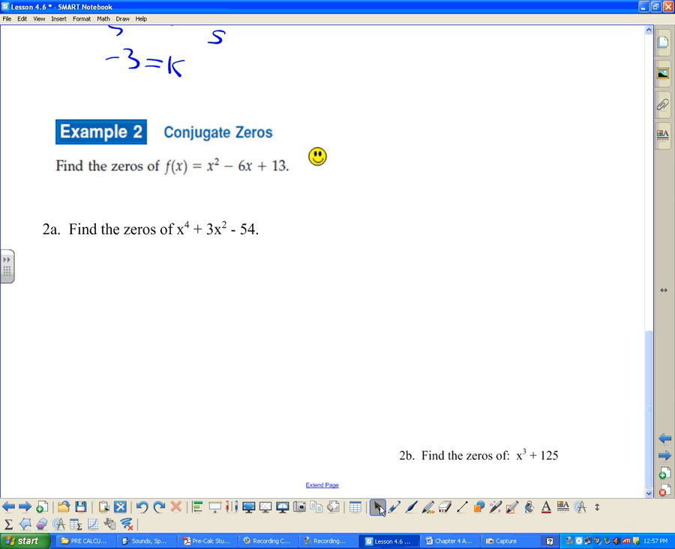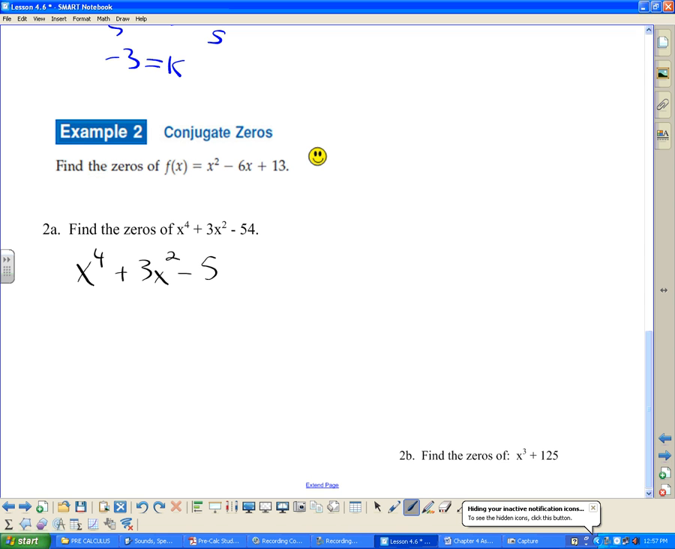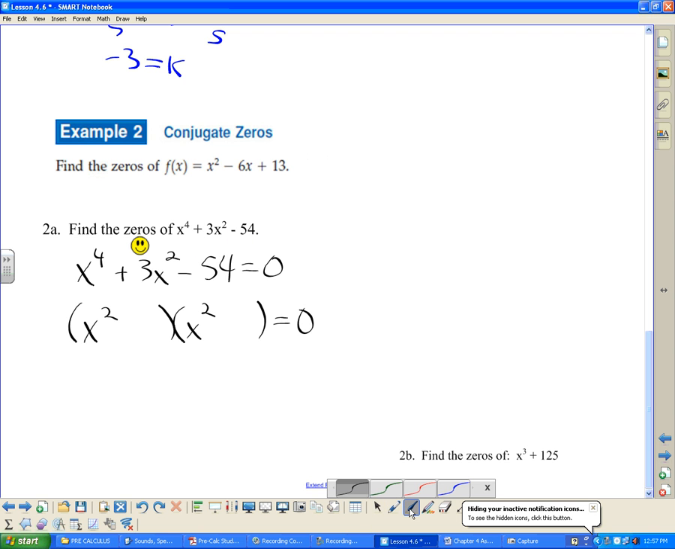Here they want us to find the zeros, and so we are going to set it equal to 0 when they ask us to find the zeros. And this equation is a little bit more difficult because it's got x to the 4th, but we factor this just like we would in the other equation. It's just that we're going to have x squared as our first term. So we ask ourselves, what are the factors of negative 54, that when I combine them, I get positive 3? And that would be 9 and 6. So we'll have positive 9, since it's a positive 3, and negative 6.